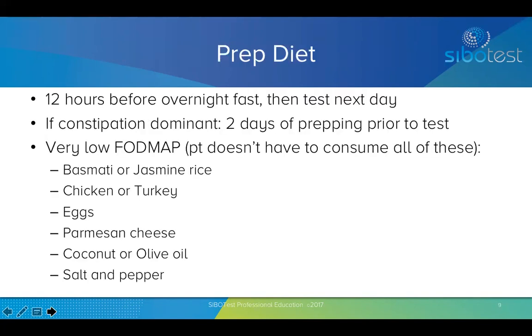The prep diet is a 12-hour overnight fast, and then the patient commences testing the next day. If they're constipated or have more of a constipation dominant picture, you want to recommend that they do 2 days of prep dieting prior to testing. And the prep diet is based on extremely low FODMAP, but the patient doesn't have to consume all of these foods below, but they typically consist of basmati or jasmine rice, chicken or turkey, eggs, Parmesan cheese, coconut or olive oil, and salt and pepper. So this is quite a restricted diet for 1 or 2 days.